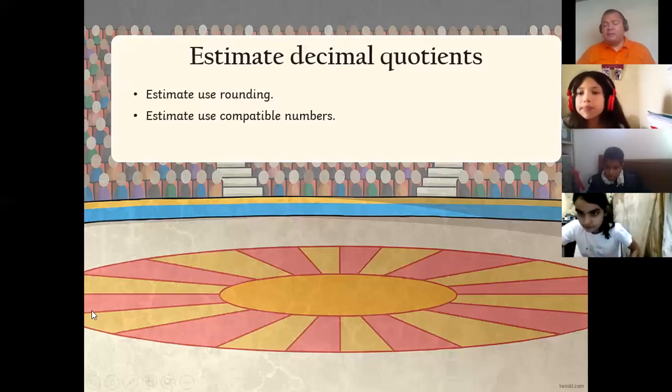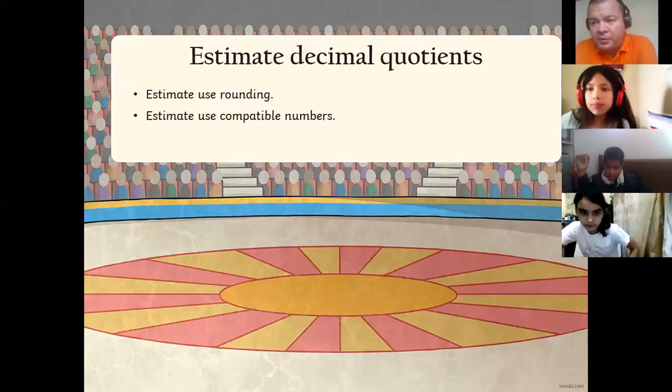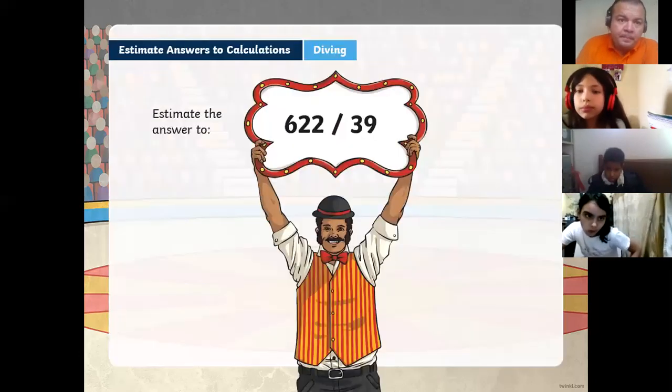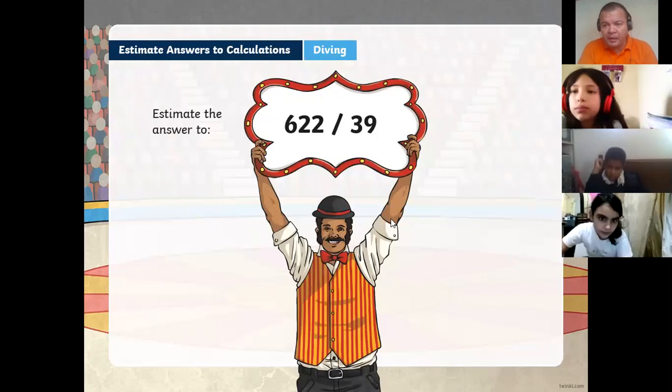Okay, the topic is estimate decimal quotients, estimate using rounding, and estimate using compatible numbers. To estimate answers to a calculation, in this case dividing. Now, estimate the answer to this. Who can make this division and give me the answer? Come on, try to make the division and give me the answer.